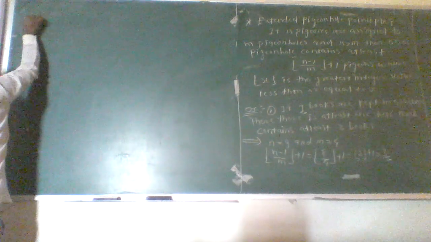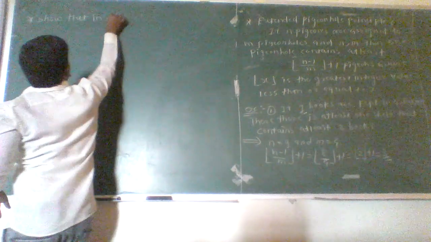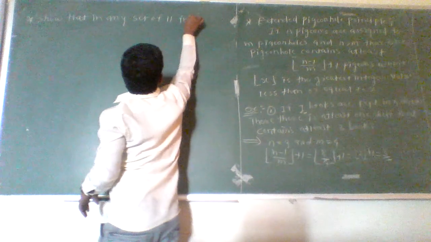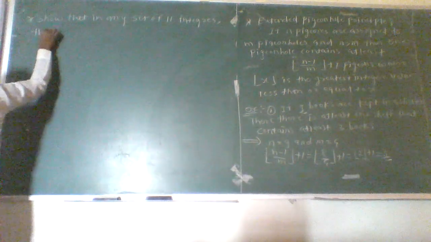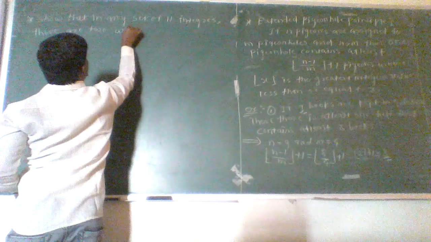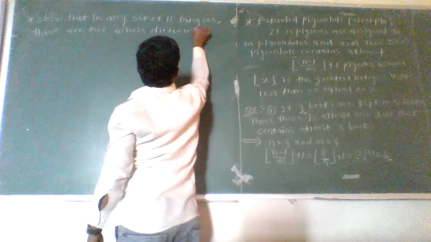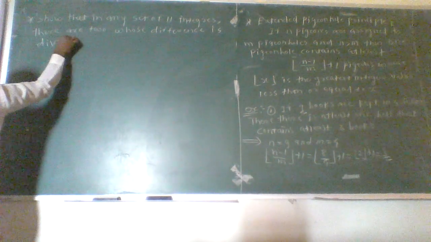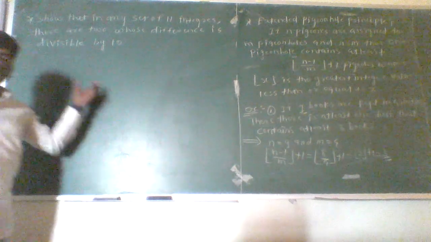Show that in any set of 11 integers, there are two integers among these 11 whose difference is divisible by 10. Now we have to use the previous pigeonhole principle for this example.